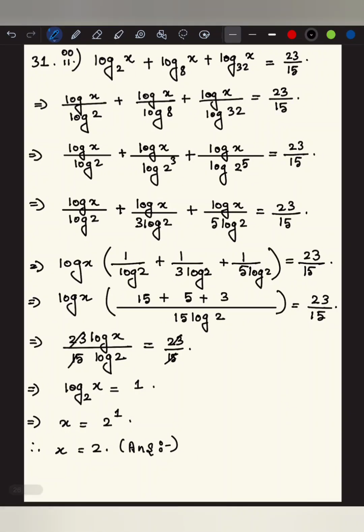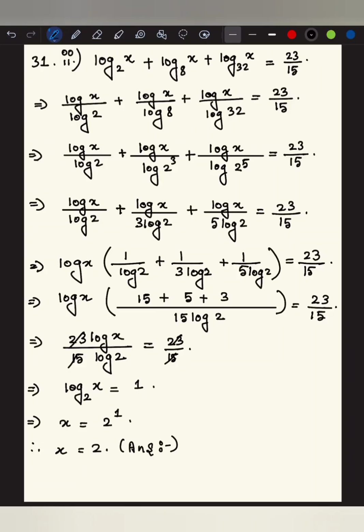It's 31 supper 2. In 31 supper 2 we are asked to solve for x. We are given log x base 2 plus log x base 8 plus log x base 32 is equal to 23 by 15. Which implies we'll just use the base changing formula, and we can write it as log x by log 2, similarly log x base 8 means log x by log 8, similarly log x base 32 means log x by log 32, which is equal to 23 by 15.